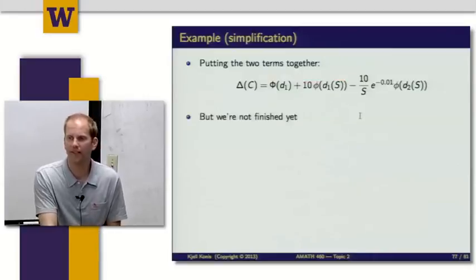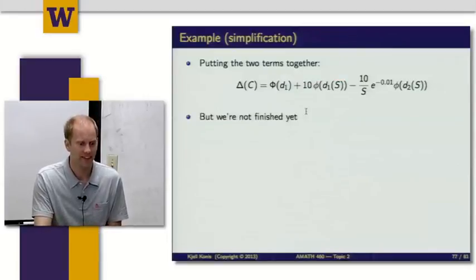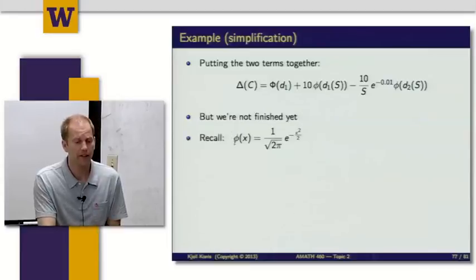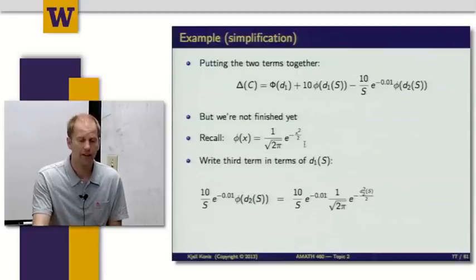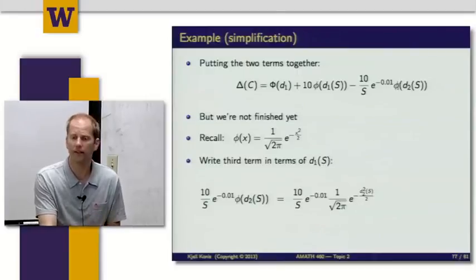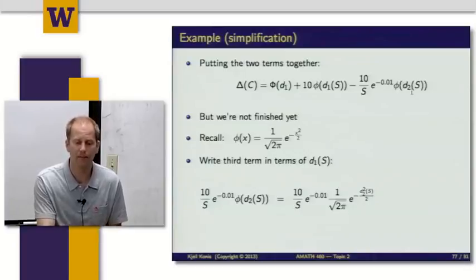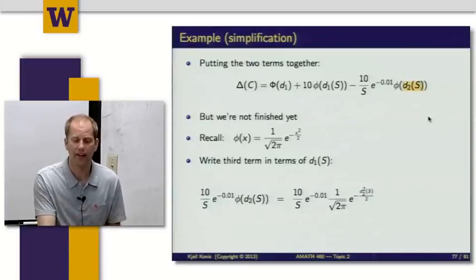But unfortunately, we're not finished yet. So remember that little phi of x is equal to 1 over the square root of 2 pi times e to the minus x squared over 2. So what I would like to do to simplify this, instead of having a d1 and a d2 in here, I want to see if I can rewrite, because remember d1 and d2 weren't that different. d2 was just d1 minus 0.1. So maybe I can make this simpler by writing this term in terms of d1 of s rather than d2 of s.